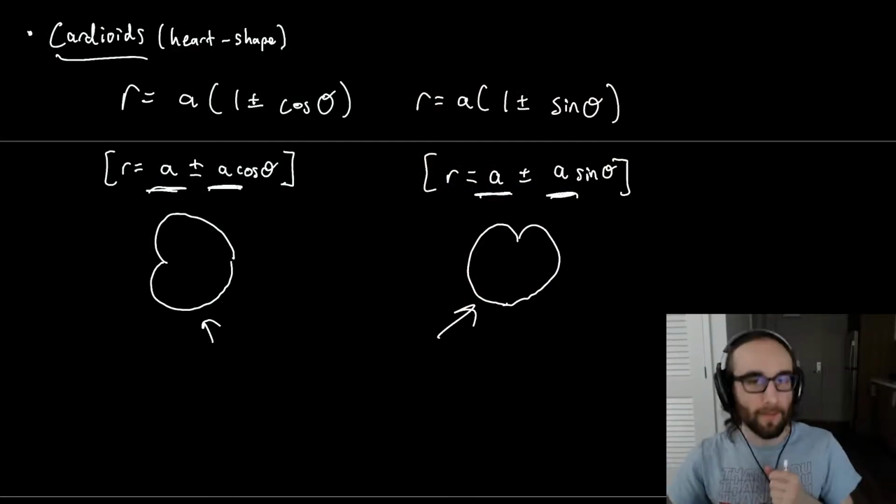Hi everyone, welcome back. In this video, we're going to take a look at a few other shapes that we see for polar equations, polar graphs. Specifically, we're going to pick up where we left off. We already learned about cardioids. Next up, we're learning about a new shape called a limacon.